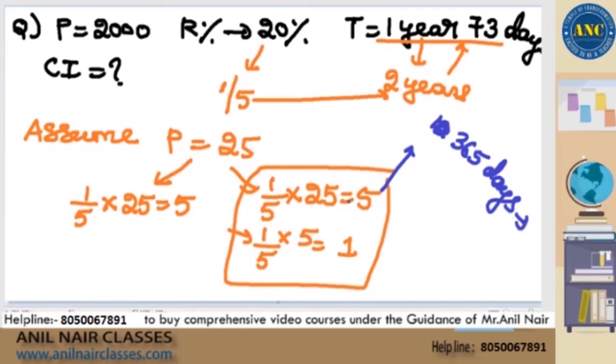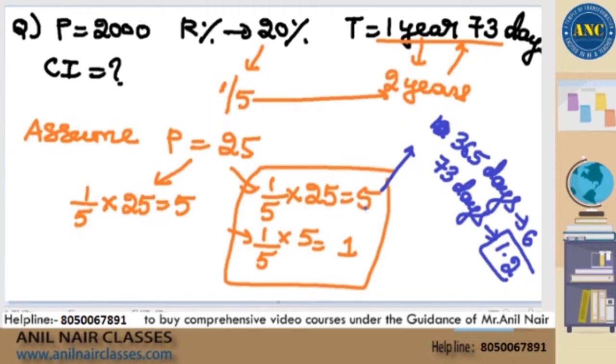365 days. How much value did I get? 5 plus 1 is 6. But according to the question, how many days are there? 73 days. So 73 by 365 is 1 by 5, and 1 by 5 of 6 is 1.2. These total 5 plus 1, 6. I got 6 for 365 days.